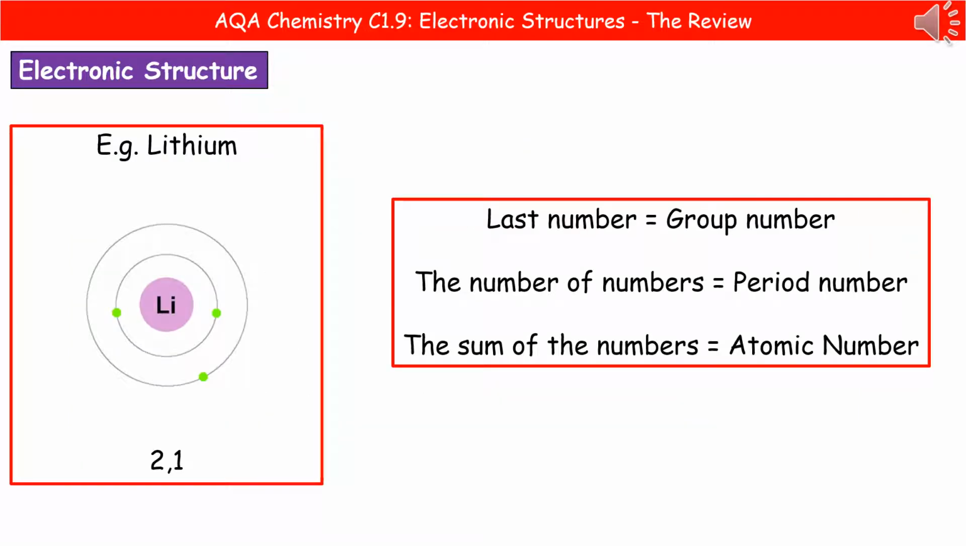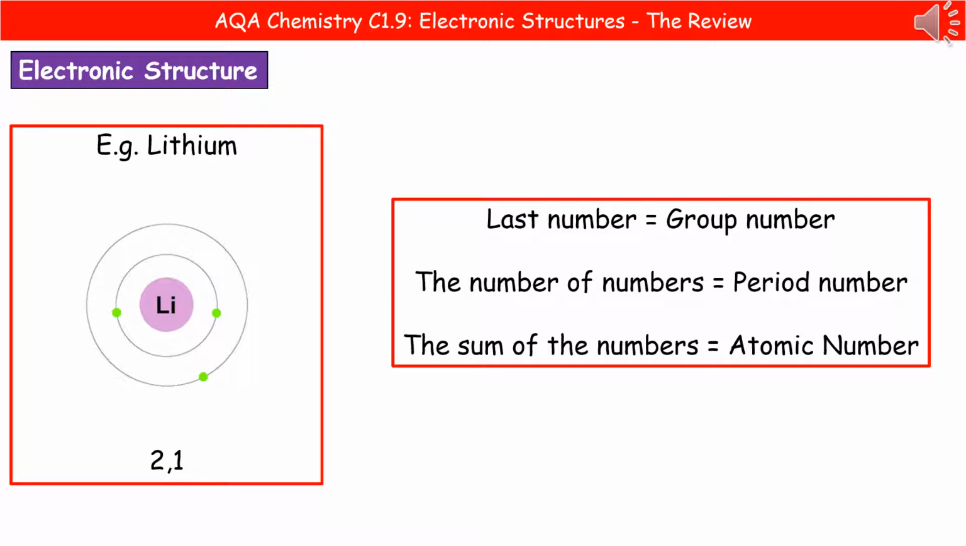One of the things they could ask you to do is to draw the electronic structure of any given atom that they choose. The one thing they're not going to do is pick one that has a ridiculous number of electrons. They're going to pick probably one of the first 20 elements here. So to give you an example of how we do this, I've given you lithium on the left there. Lithium on the periodic table has an atomic number of 3, so that tells us it has 3 electrons.